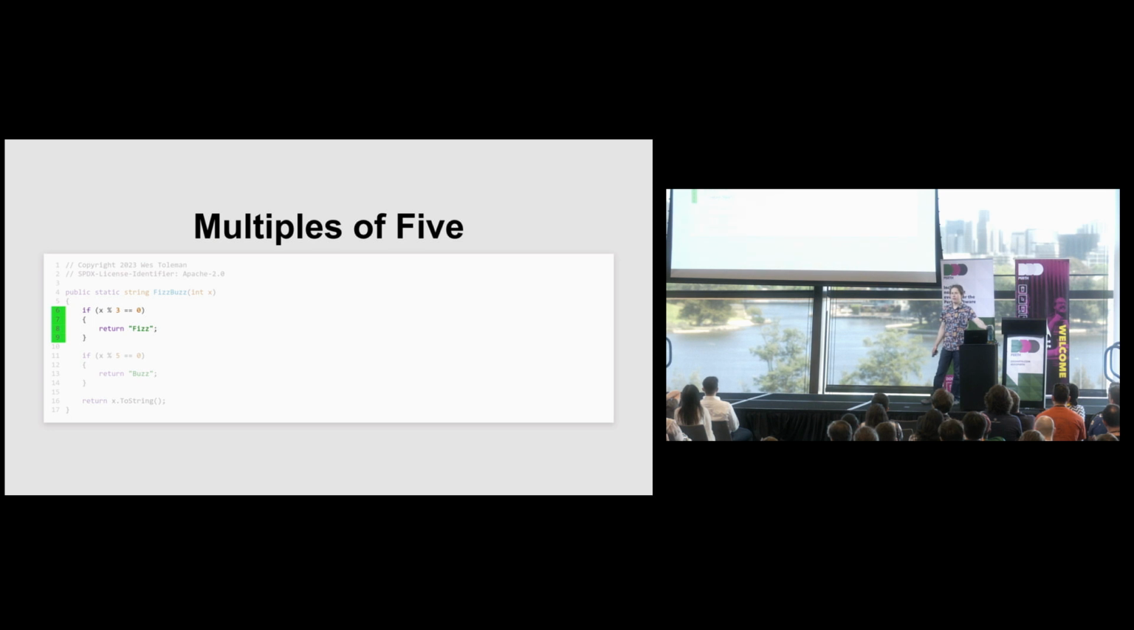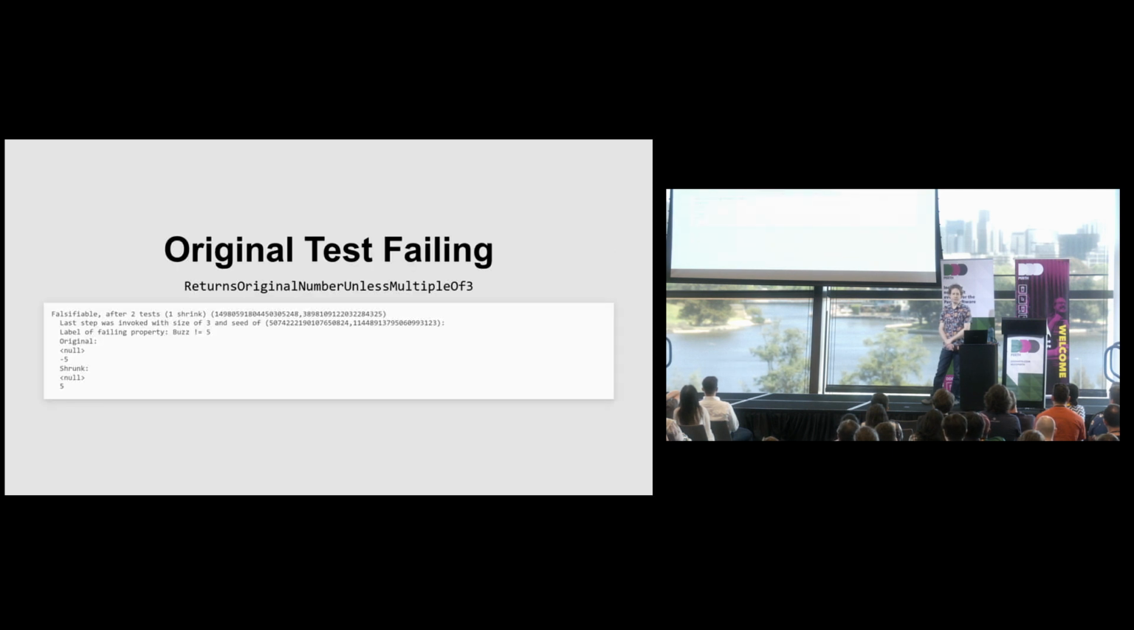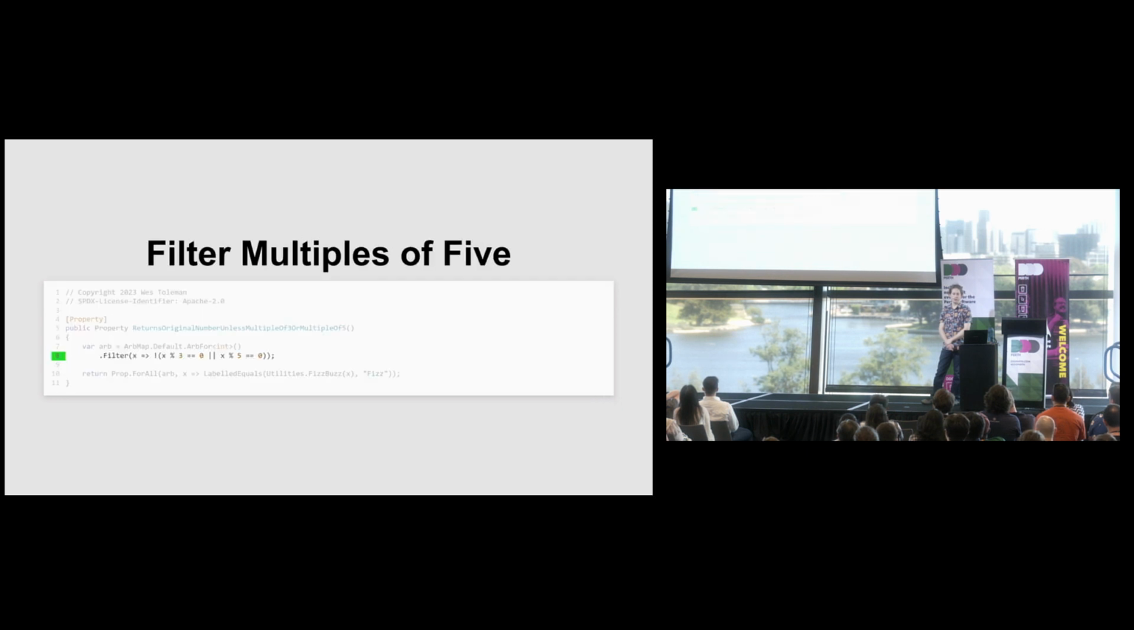Let's update the implementation, and we'll run our tests again. And we get 2 test failures when we run the tests. The first is the same thing that happened last time. We also need to filter out multiples of 5 from our first test.